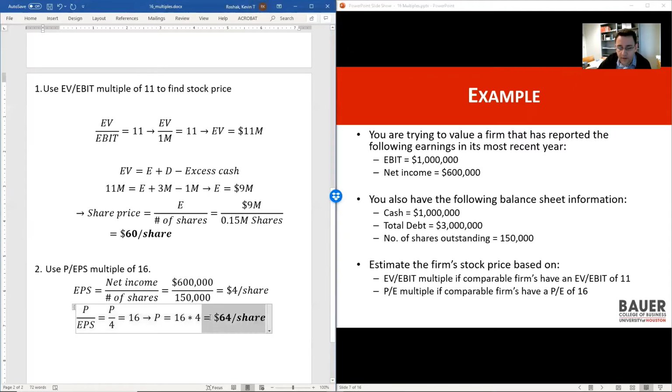Notice that we have two different answers here. If we use the PE ratio, we get $64 per share. If we use the EV over EBIT multiple, we get $60 per share. That's common, right? It's not a very precise method. So you use different multiples, you're going to get different answers. That's just the nature of the method.